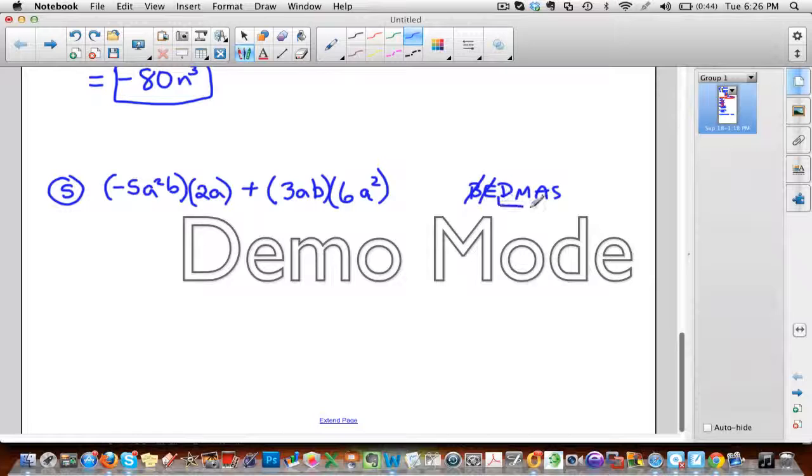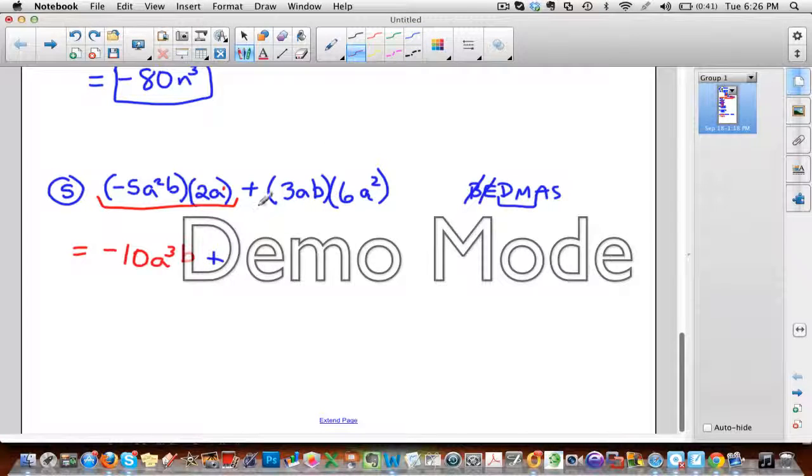Negative 5 times 2 is negative 10. A squared times a, they have the same base, so I add the exponents. 2 plus 1 is 3. Remember, there's a little invisible 1 here. And b times 1, or b exponent 0, is b. Okay, you just write it down like that. The next one, I'm going to put the plus from the equation. And then this one I'll do in purple. This one I'm going to simplify. 3 times 6 is 18. A times a squared is a cubed. And then you have the b.